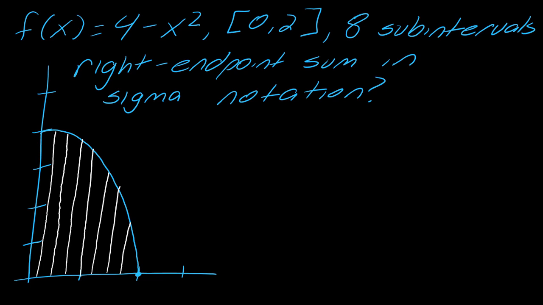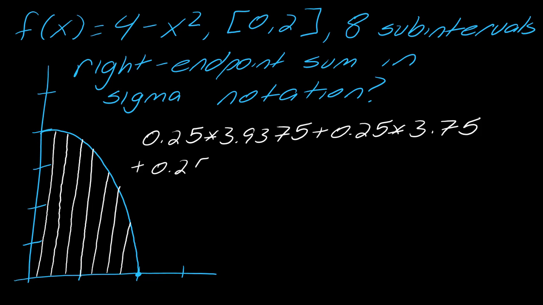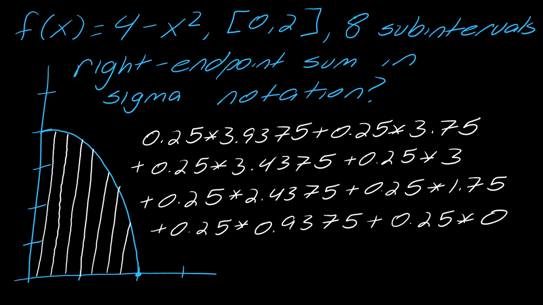Okay, so I'm just going to write out all the pieces of the sum first. So there's the whole actual sum written out. Again, I don't actually care what the sum equals, I've talked about that at length, how to actually compute all of this. All I care about is how I could write this now in sigma notation.